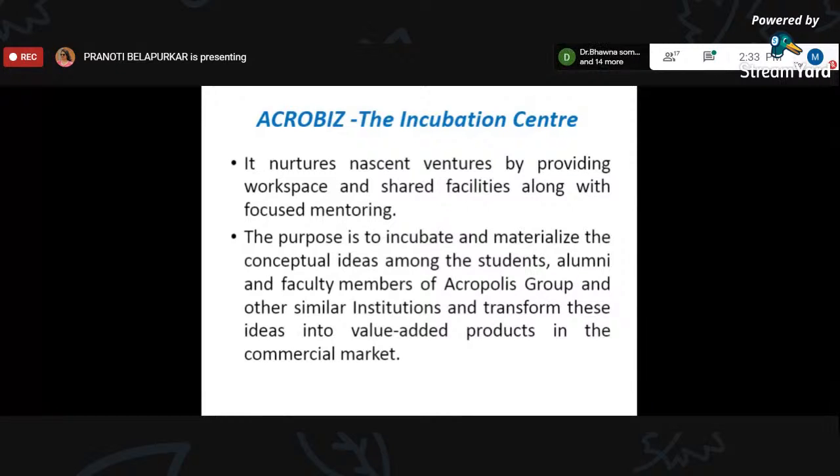Acropolis, as I said, is the incubation center for the whole group of institutions of Acropolis. So it nurtures nascent ventures. Whosoever has developed themselves into a small venture, these nascent ventures are guided and nurtured here by providing the workspace, the shared facility, and focused mentoring. Basically it helps you to incubate and materialize conceptual ideas among the students or the faculty members or the alumni or any other similar institutions you can combine with, and transform them into value-added products in the commercial market.